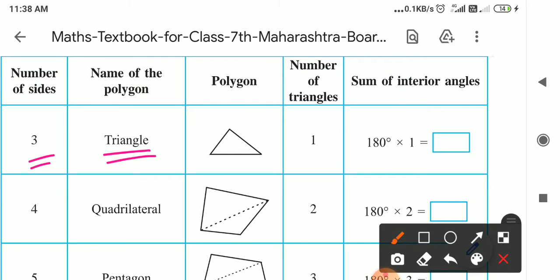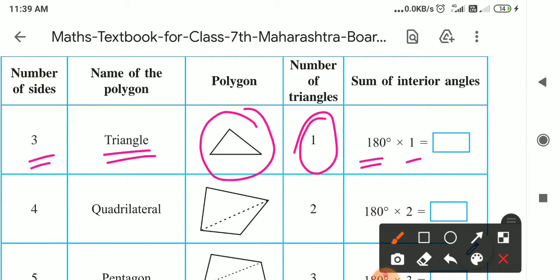Here the picture of the polygon is given. So, number of triangles, how many are there? 1. You know that the sum of all angles of a triangle is equal to how much? 180. And one triangle is there, that's why 1 into 180 is equal to 180. The sum of the interior angles of the triangle is 180, which we studied last year.